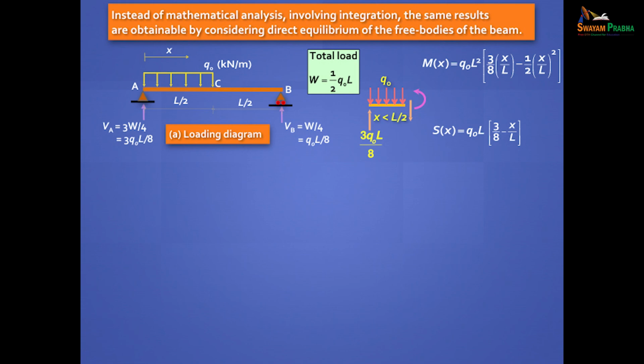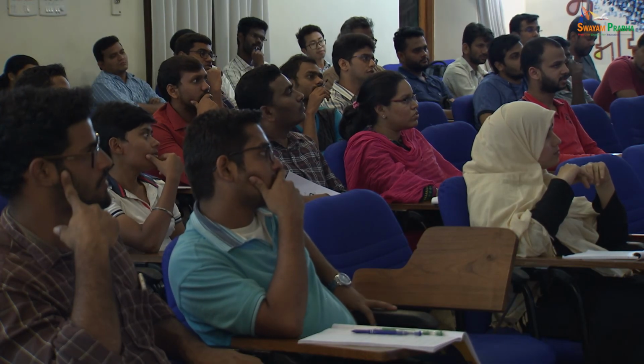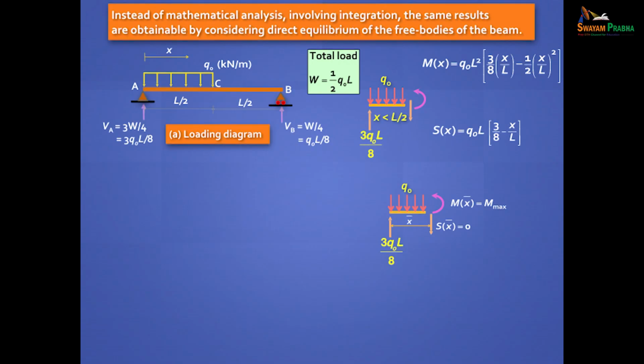Is it clear? Similarly, for this side, I will take a section here, starting from the right side. And I want to find out where my bending moment is going to be maximum. How do I find that out? Shear force is 0. Shear force changes sign. Shear force 0. Let's say it's at some distance x bar. So I just put this equal to 0 and I get x bar is equal to 3 by 8 into L. Actually very easy to see.